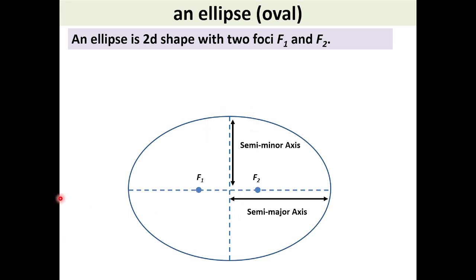This is similar to the center of a circle. A circle has one center, but an ellipse has two foci. We will not call it center, we will call it focus or foci. Now, from here to this, the distance is, we can say, semi-major axis, and this one is semi-minor axis.